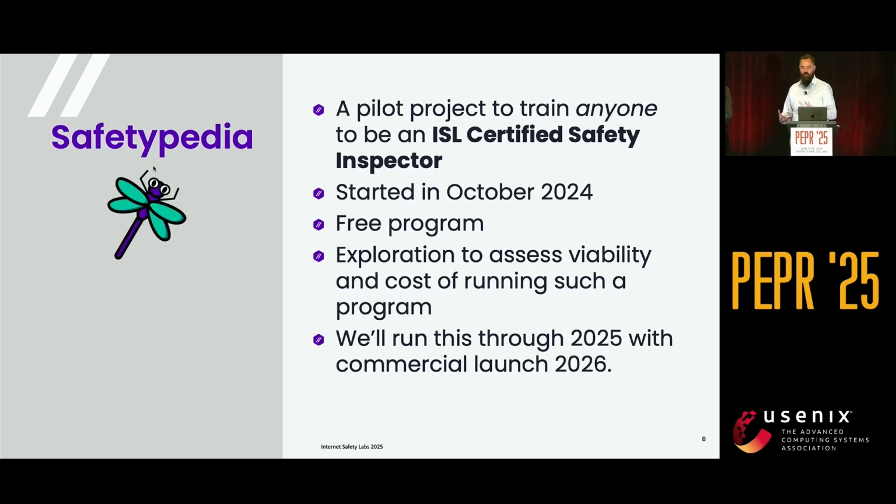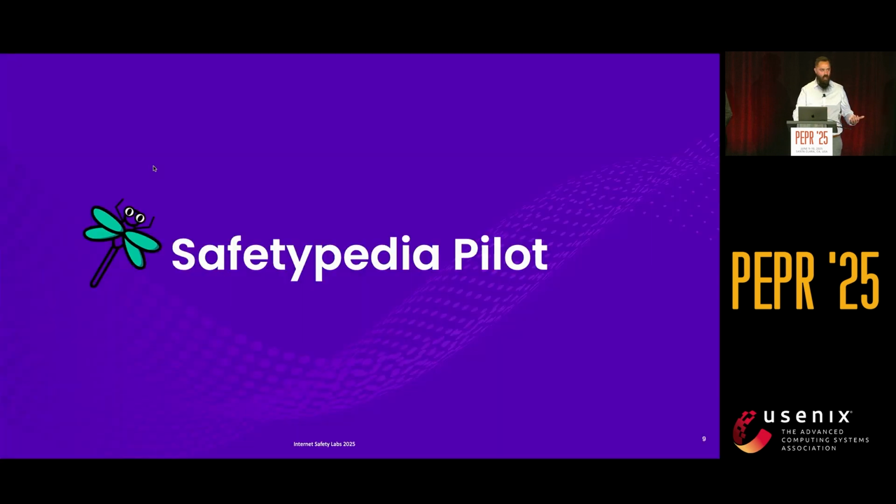And we've been coming at this from both fronts, and Safetypedia is our pilot project where we can train anyone, anywhere in the world to be an ISL certified safety inspector. We started the pilot in 2024, and it's a free program with no cost to participate. The purpose of the pilot is really to look at the viability of crowdsourcing these inspections, to understand if this approach can produce quality inspections, as well as the costs associated with maintaining this program. The pilot will continue through 2025 with a commercial launch in 2026. So how is the pilot going?